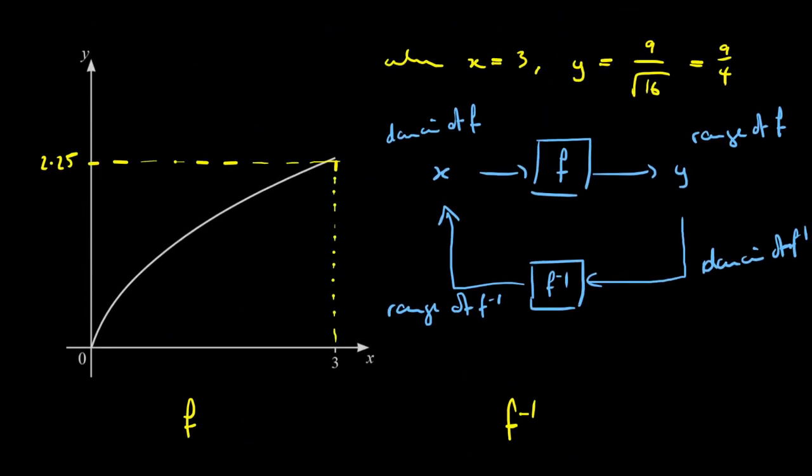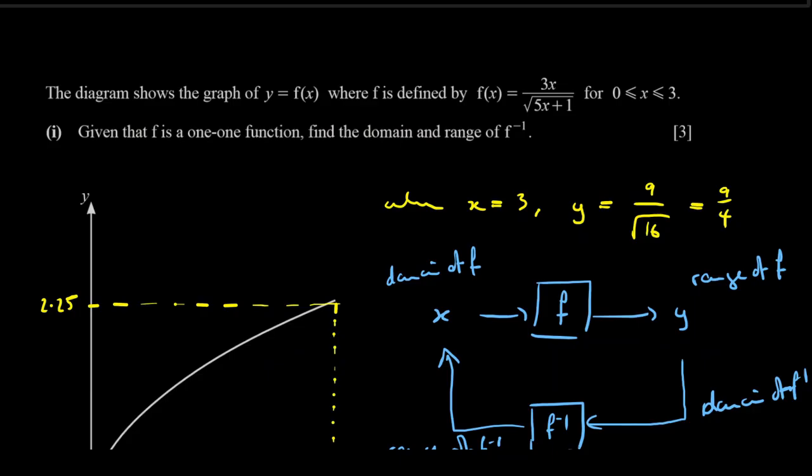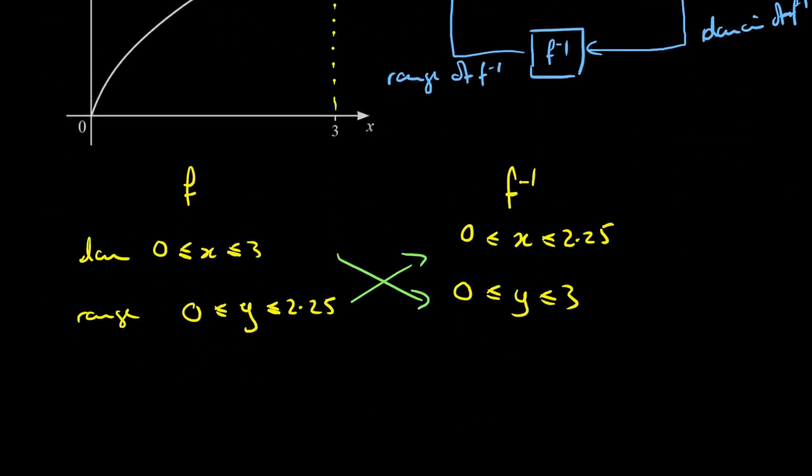Okay then, so part 2 of this question, we want to solve when f of x is equal to x. Well, what is f of x? It's 3x over the square root of 5x plus 1. Okay, so let's do that. So 3x over the square root of 5x plus 1, and that's supposed to be equal to x. Now, I'm going to multiply both sides by the square root of 5x plus 1. So 3x is equal to x times the square root of 5x plus 1.